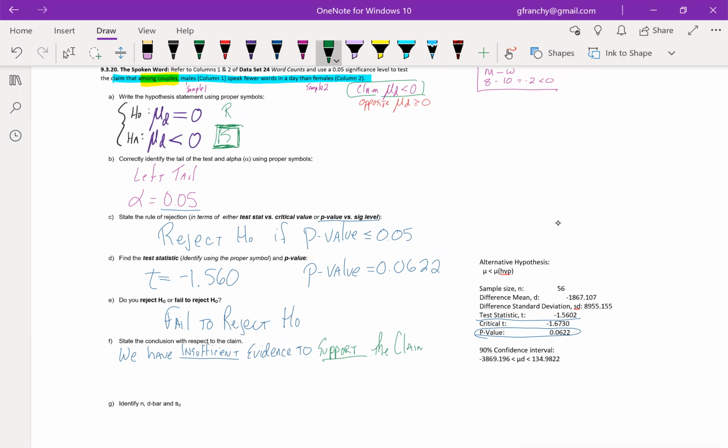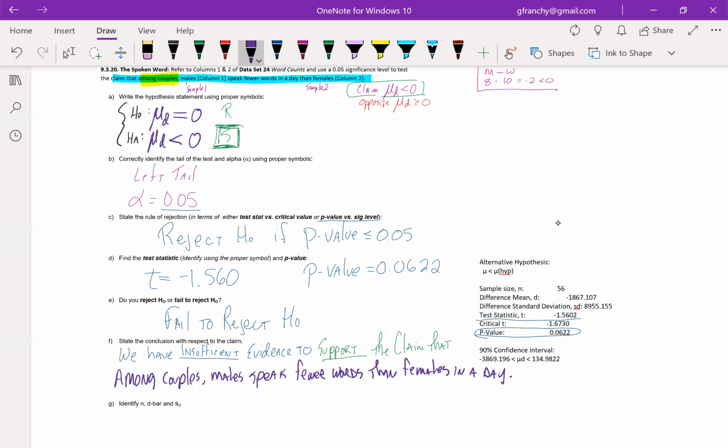The claim, and then now we just go ahead, copy paste the claim: among couples, males speak fewer words than females. And yep, I left out in a day. There, now I added it back.